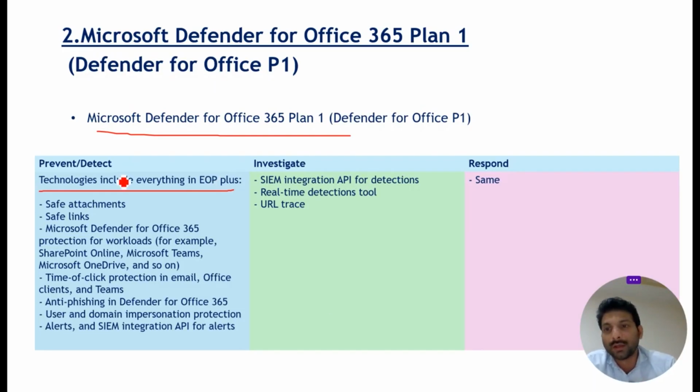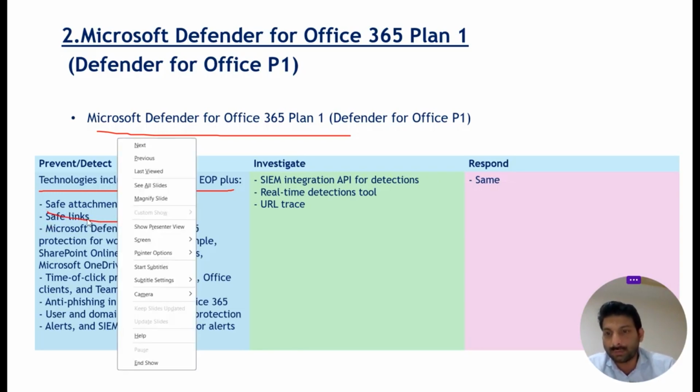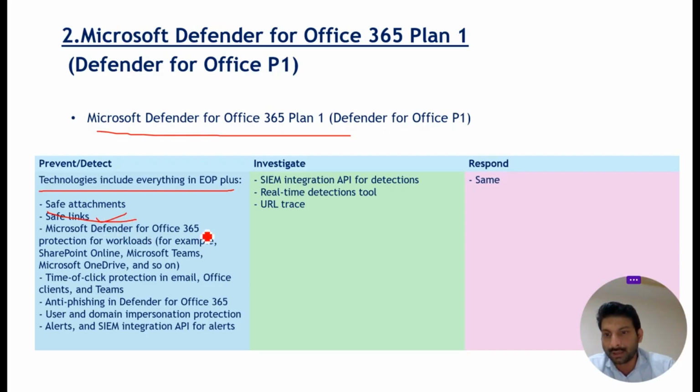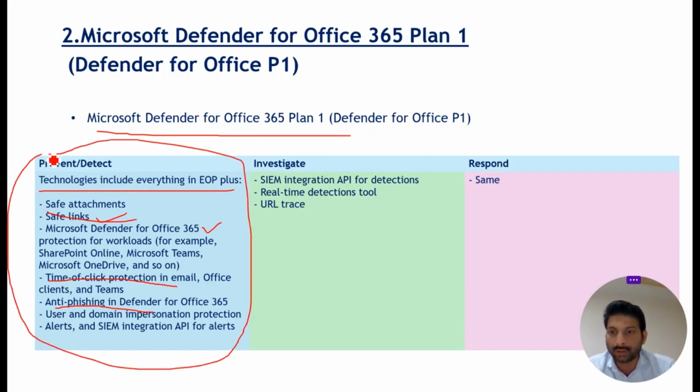It provides all the technologies included in Exchange Online Protection. Whatever we have discussed just now, all that is included in EOP, we get it in Defender for Office 365 Plan 1. Apart from that, it provides us safe attachment, safe link, Defender for Office 365 protection for workloads, time of click protection in email, and anti-phishing. So all these we get additionally in Plan 1.